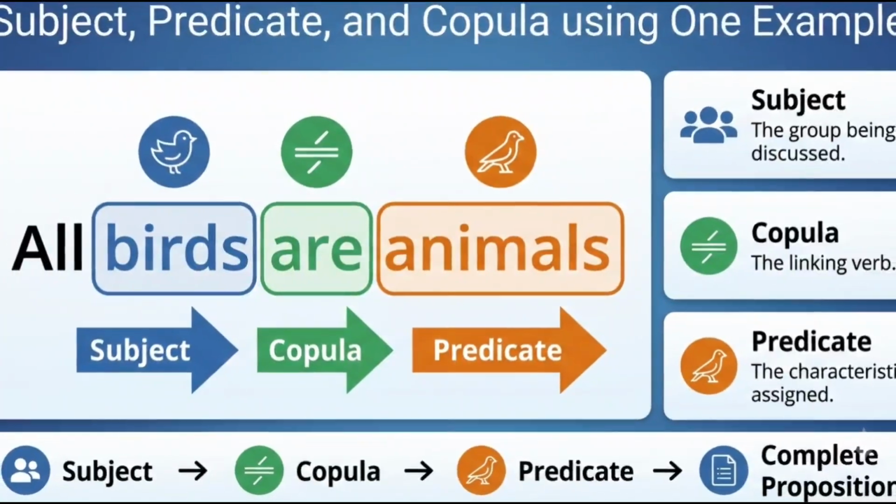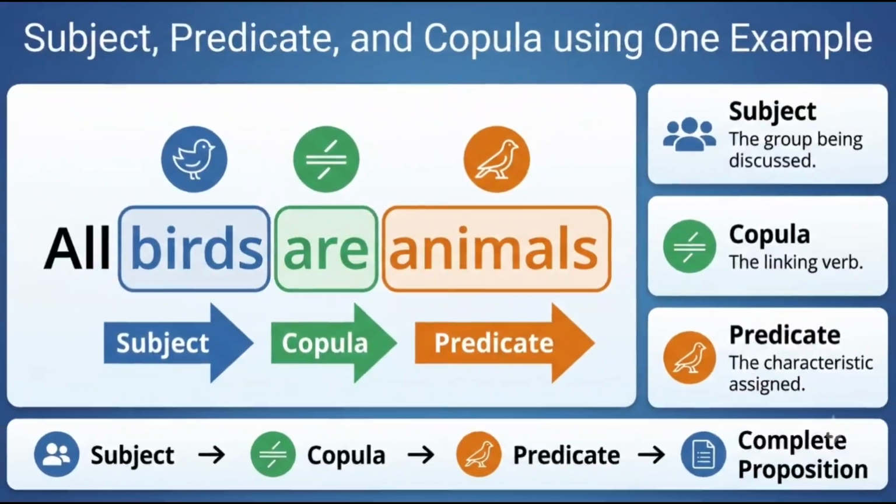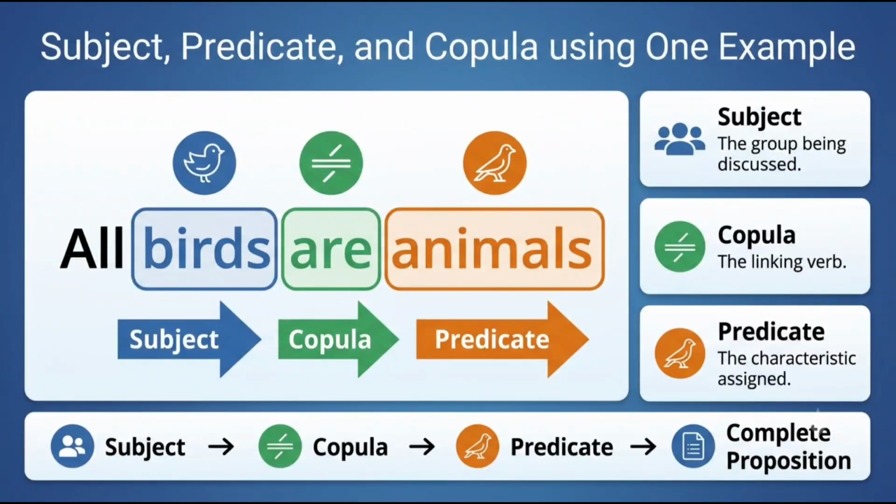Consider the proposition, all birds are animals. Here, birds is the subject because it is the group being discussed. Animal is the predicate because it describes the subject. Are is the copula because it connects the subject with the predicate. Identifying these parts makes logical analysis much easier.